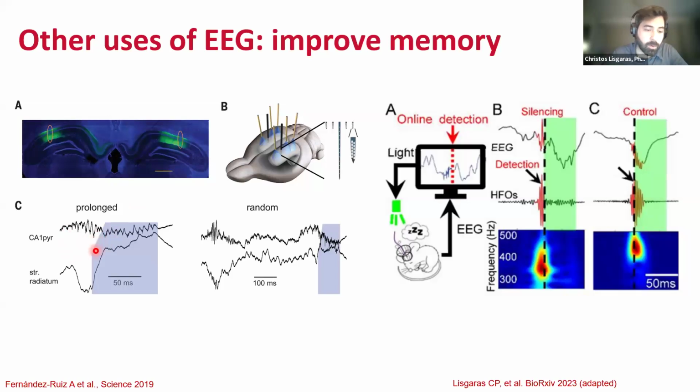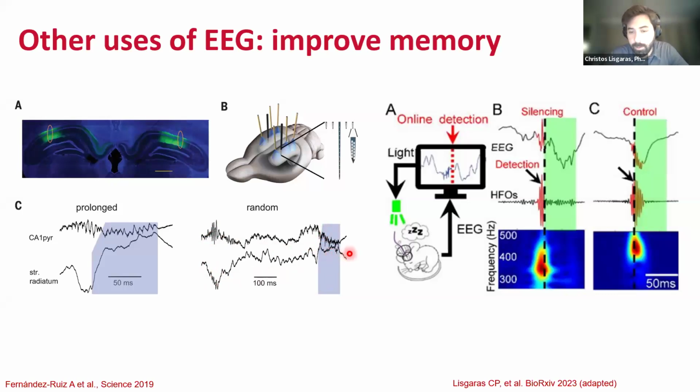And they thought, what about increasing their length or making them last longer? Would memory be improved or enhanced? And that was what they found, that if you generate extra oscillations like those, the rats had better memory. And of course, they did controls and they shone light at times that those oscillations did not occur, and they did not see an effect.